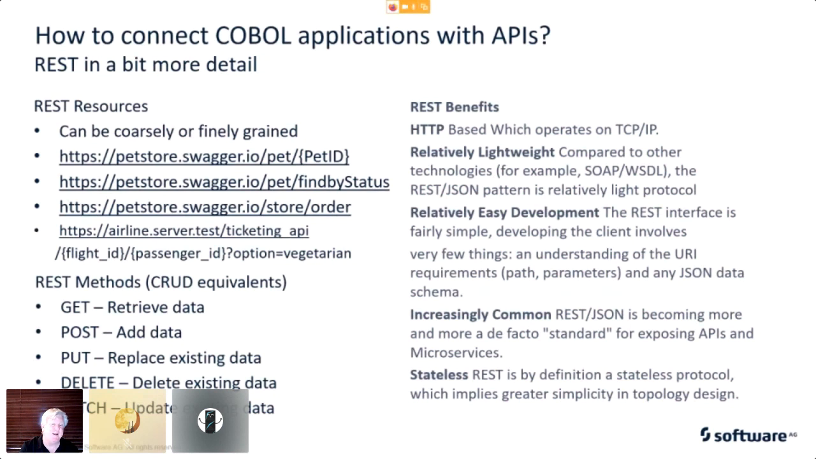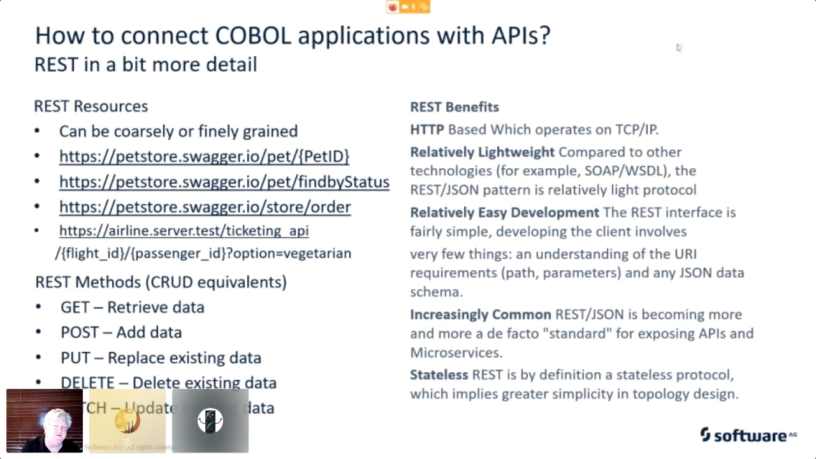So I can get a pet by ID. I can do a pet by a find status. I can get the store information where I can place an order. So that's one REST resource, but it has a lot of different functions underneath it.